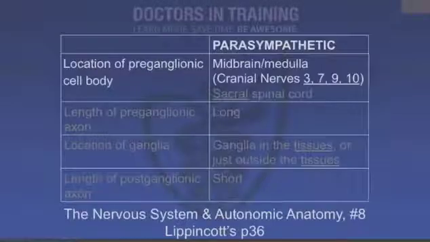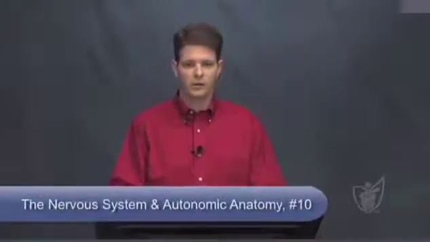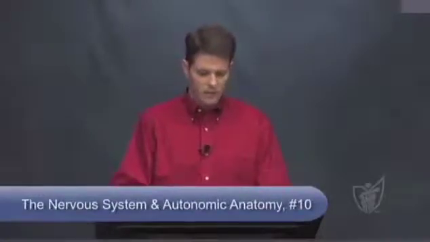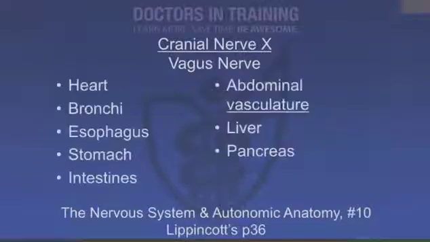The preganglionic parasympathetic neurons arise in the cranial nerves numbers 3, 7, 9, and 10. So they're arising in the midbrain and they're carried out of the brain through the cranial nerves. The cranial nerve 10, the vagus nerve, is very important in the parasympathetic system. It innervates the heart, the bronchi, the esophagus, the stomach, the intestines, most of the abdominal vasculature, the liver, and the pancreas. So everything from basically the clavicles to the pelvis is going to be innervated parasympathetically by the vagus nerve.